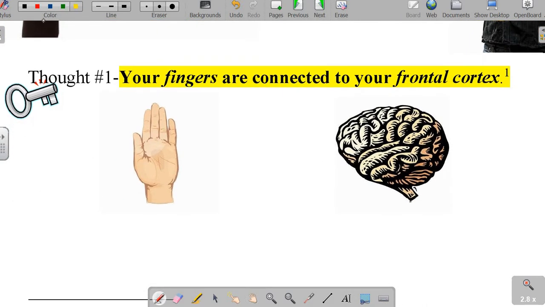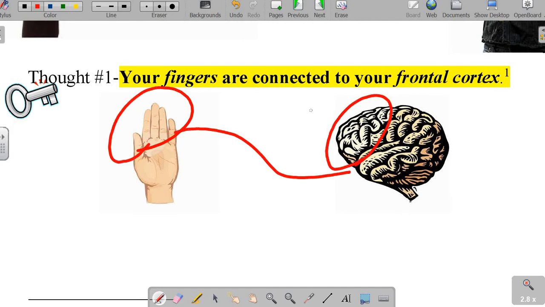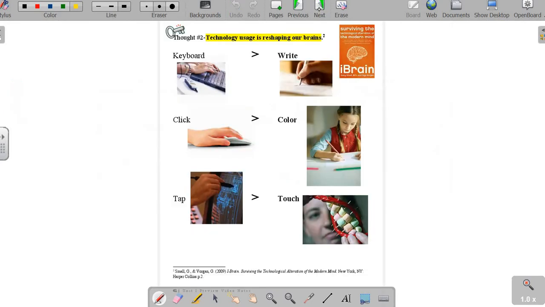First thing you need to understand is that your fingertips literally are connected to your frontal cortex. Your frontal cortex is the thinking part of your brain, the conscious thinking, problem-solving part of your brain. Your brain does not simply get information through your eyeballs. That's my attempt at an eyeball. Sorry, art students. Your brain gets information through physically interacting with your environment, with your hands and gesturing.